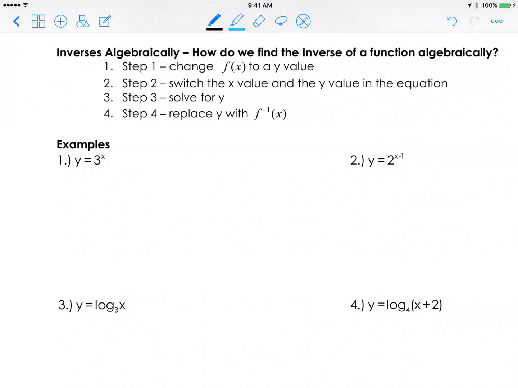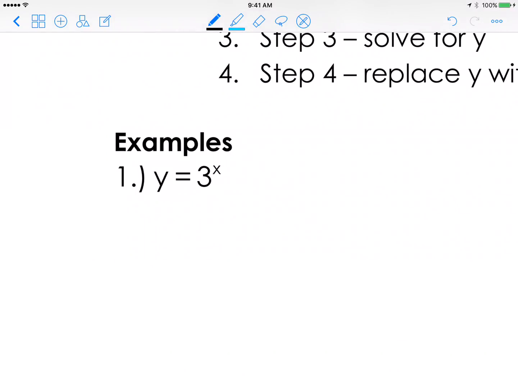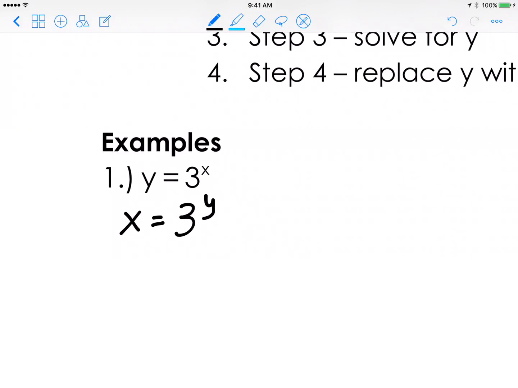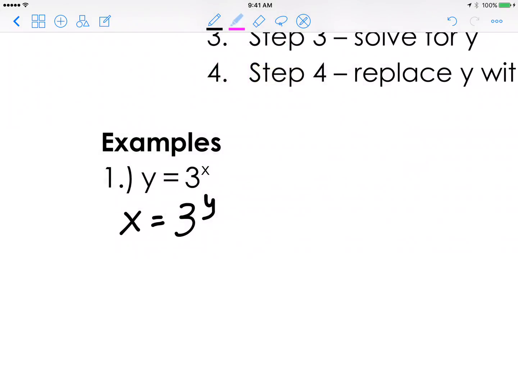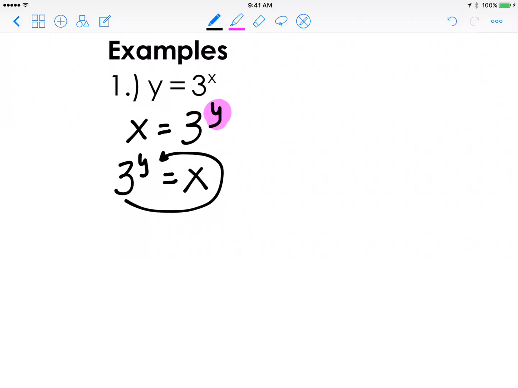So let's start with number 1. We're going to switch our x and y's. So we get x is equal to 3 to the y. So we're trying to figure out how we can get this y out of our exponent. Well, we know that we can change it to log form. A lot of you like to rewrite this so that the base and power are on the left side. Then we can use our loop method to get our log.